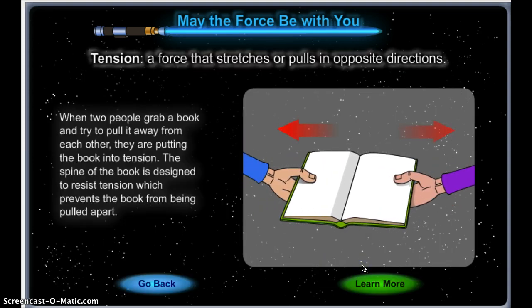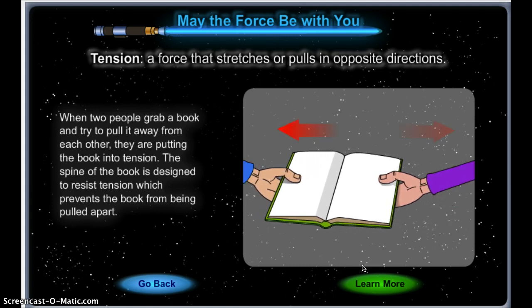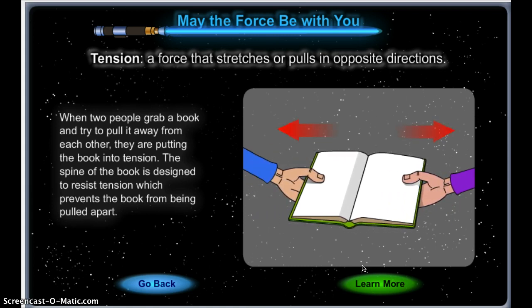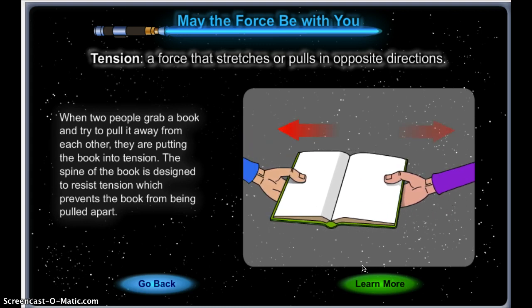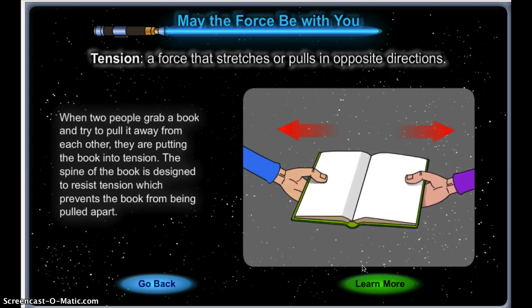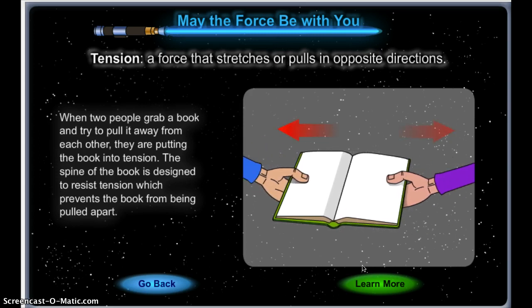Tension is a force that stretches or pulls in opposite directions. So in the example here, we have two people playing tug-of-war over a book. And really, tug-of-war is a perfect example of tension. You're creating the tension on that rope, and you're trying, in the case of tug-of-war, to get the other team to fall off balance and get the rope more in your direction.